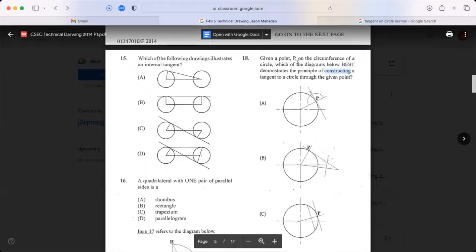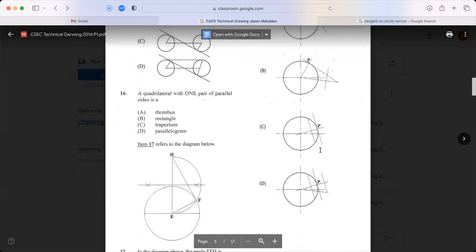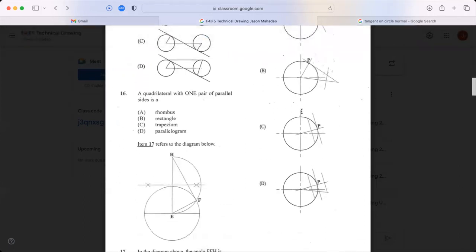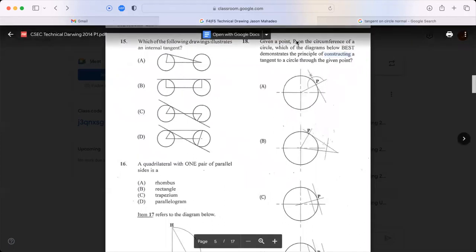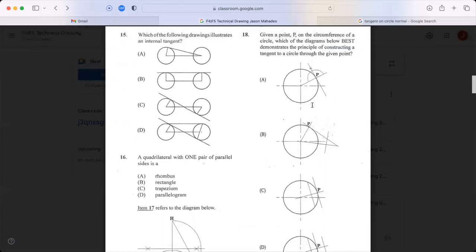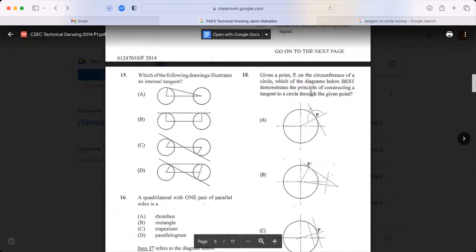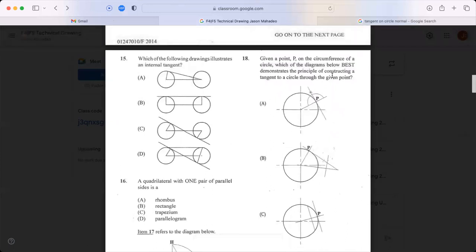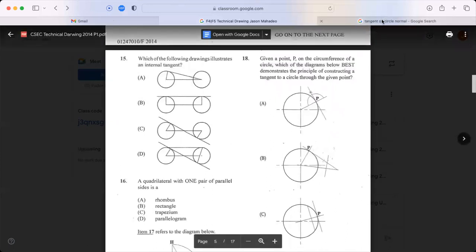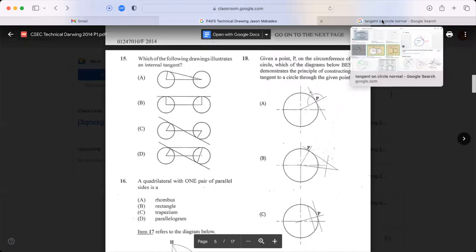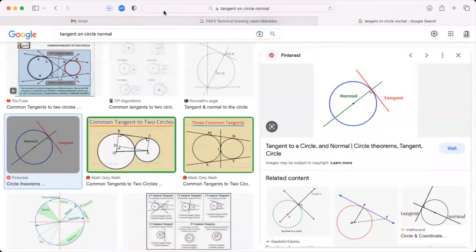So let's read through this and try to compare. Given a point P on the circumference, P has to be on the circumference. All of them do have P on the circumference, so all of them would work on that point. Which diagram best demonstrates the principle of constructing a tangent to a circle? Let me see, are they all tangents? All right, let's see if I can show you the method of constructing a tangent. This might take a little time. I might want to skip this question. Let me see.